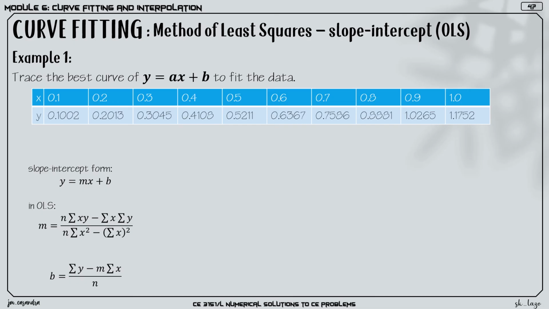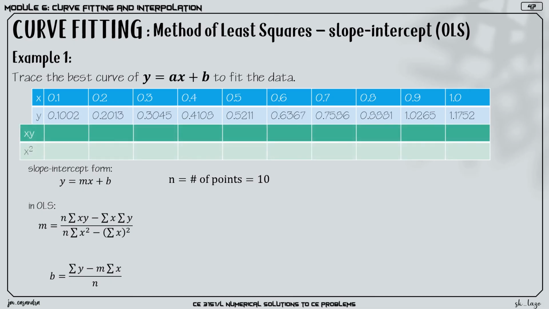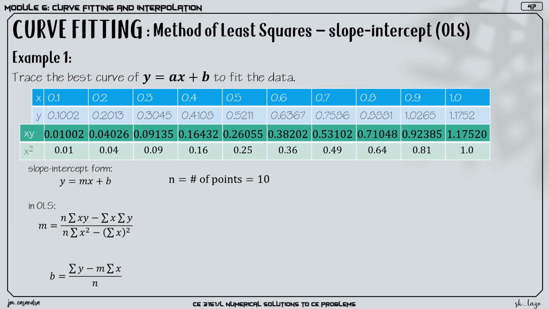And for the y-intercept, this will now be computed as the sum of y minus m times the sum of x, all over n. So we are going to need again the value of the total number of data points in our data set. And in this case, we have 10 values of x or 10 set of points. And for our m and b, we're going to need the values of x, y, and x squared in order to get the values of the sums.